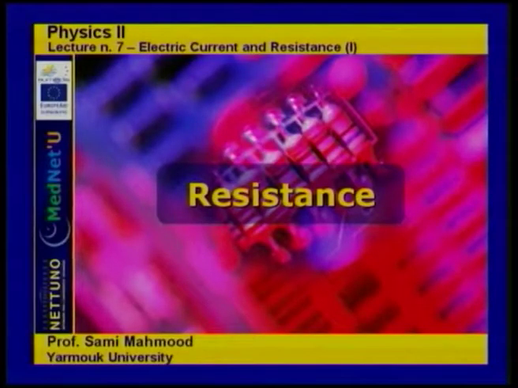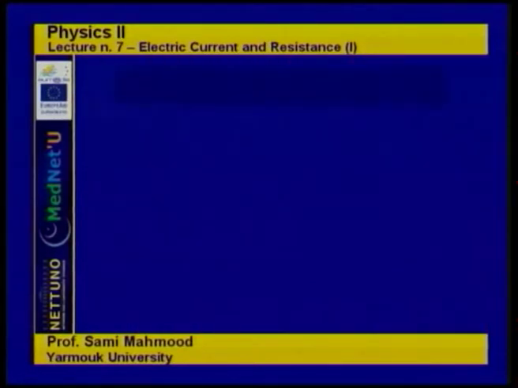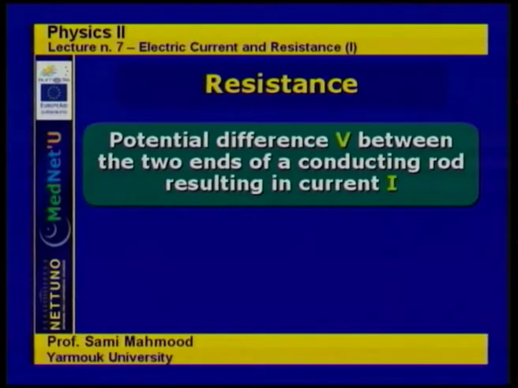And now we define a new parameter, which is the resistance, relevant to the current and the electrical phenomena. In this sense, we mentioned that if a potential difference V is applied between the two ends of a conducting rod or wire, this potential difference between the two ends of the conductor will result in a flow of current I, as we mentioned.